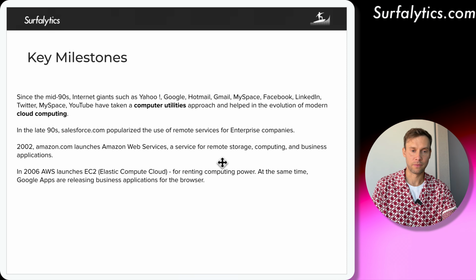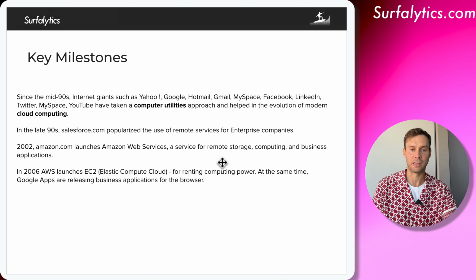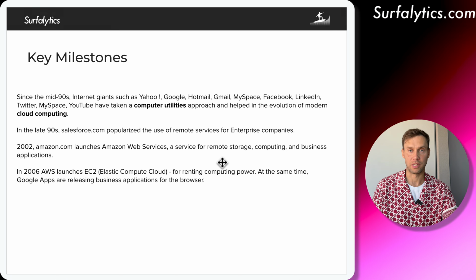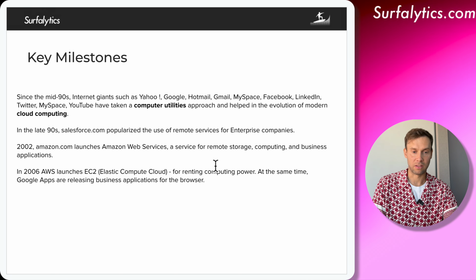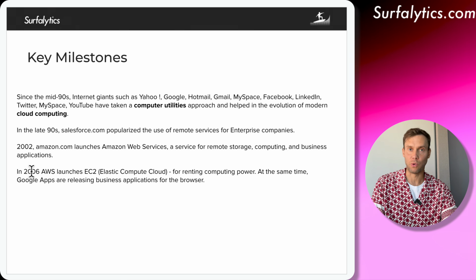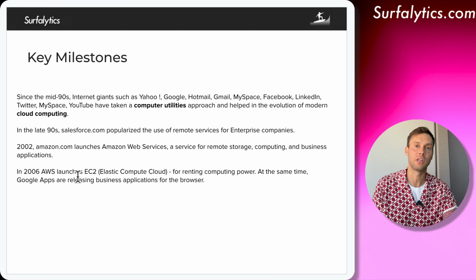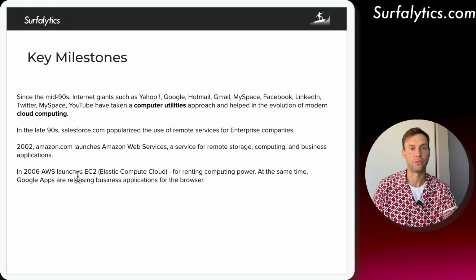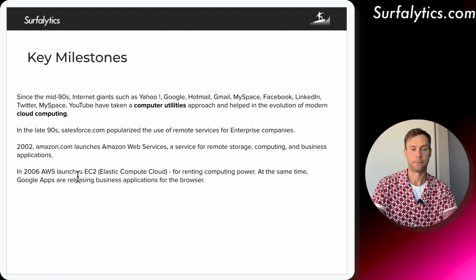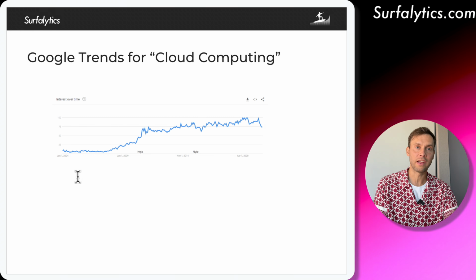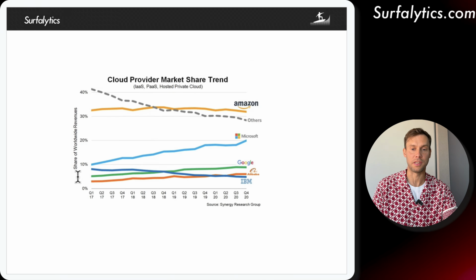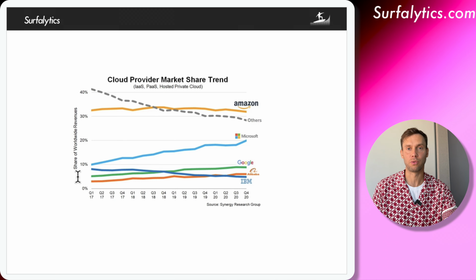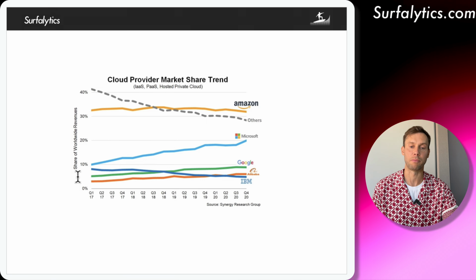The key milestone: in the mid-90s, big giants like Yahoo, Google, Hotmail, Gmail, and so on really took on computer utilities, right? What I just mentioned. And we can think that the start of original cloud computing is 2006, when AWS launched EC2, Elastic Compute Cloud, for renting computer power. We see the Google trends for cloud computing, and we see the market share. Because AWS started first, obviously they took the biggest advantage.